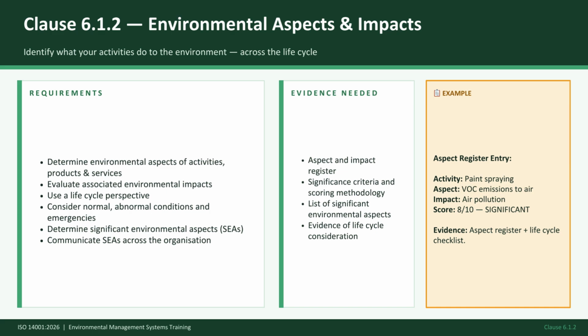Clause 6.1.2 is one of the most critical requirements in the entire standard. You must identify what your organization does that interacts with the environment. An aspect is an element of what you do, for example, burning diesel in your generators. An impact is the environmental consequence: air pollution, contribution to climate change. You must look at your activities, products and services, and you must think about the full life cycle, not just what happens inside your gates.